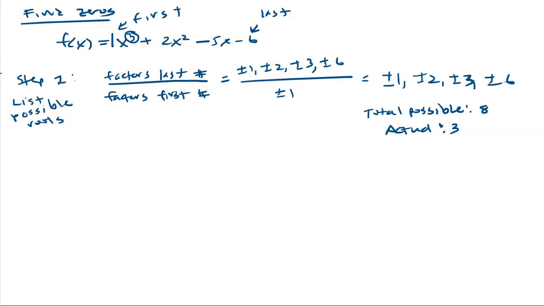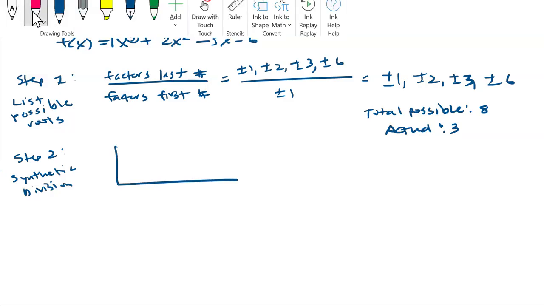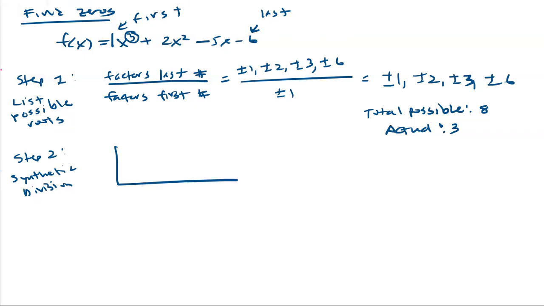All right, so step 2, we're going to do long division. I'm sorry, not long division, synthetic division. We're going to draw our box, and then we're going to list the coefficients of that polynomial. So 1, 2, -5, and -6.